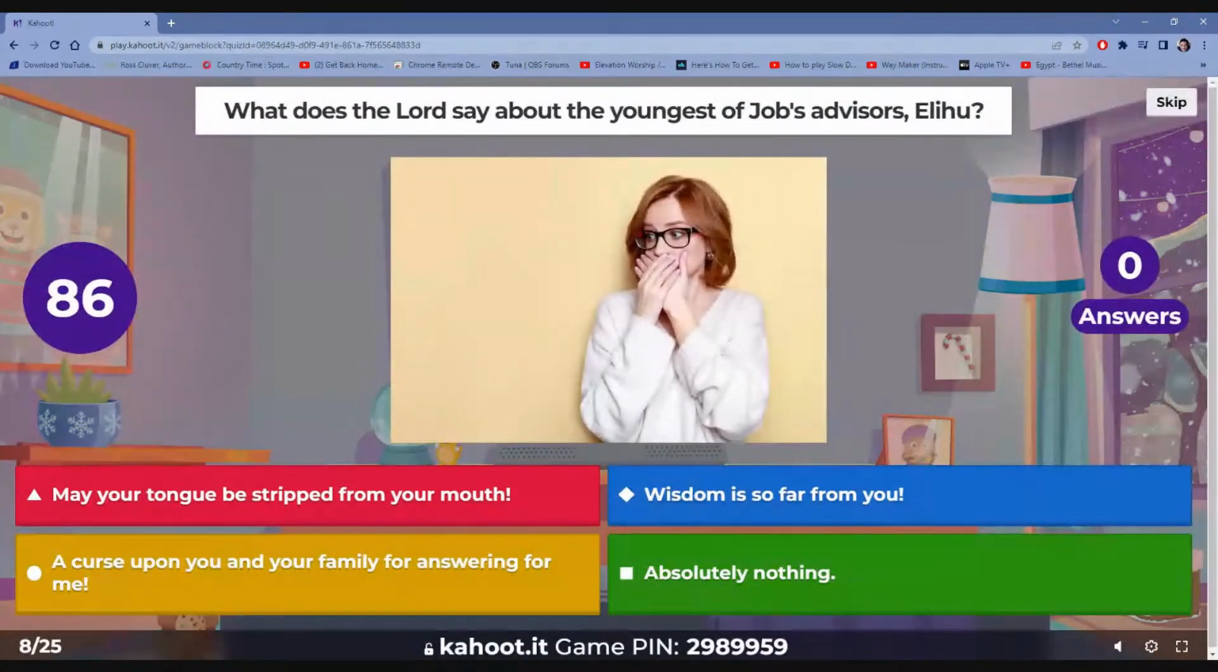What does the Lord say about the youngest of Job's advisors, Elihu? In red, may your tongue be stripped from your mouth. In blue, wisdom is so far from you. Yellow, a curse upon you and your family for answering for me. Or green, absolutely nothing. What does the Lord say about the youngest of Job's advisors, Elihu, at the end of Job? Red, blue, yellow, or green. We have 8 answers, including myself, so we're still waiting on 1 or 2, I think.